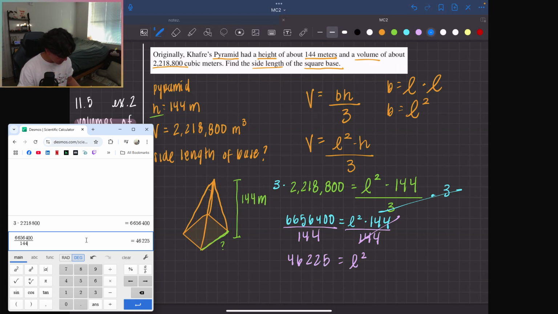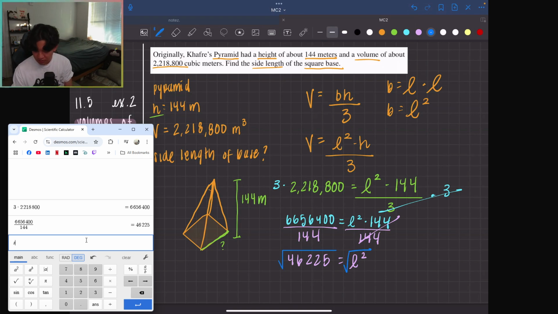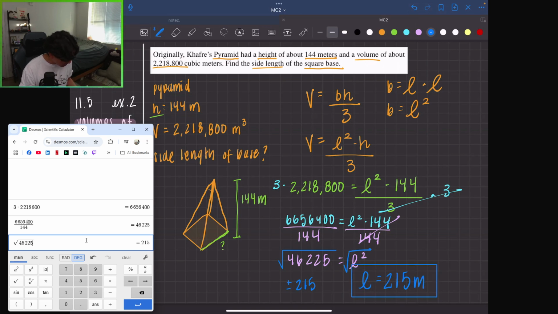And the last step here to isolate the variable L is to square root both sides. So it's going to be the square root of 46,225. Of course, it's going to be plus or minus 215, but since we're talking about distance, we want to opt for the positive value that's given to us. So the length here is going to equal 215, what unit? Meters. And that's how we can use the volume of a pyramid to find a missing side length, in this case for a base.